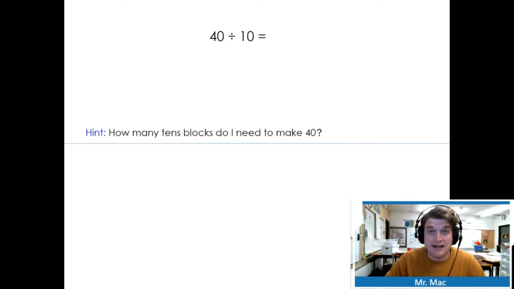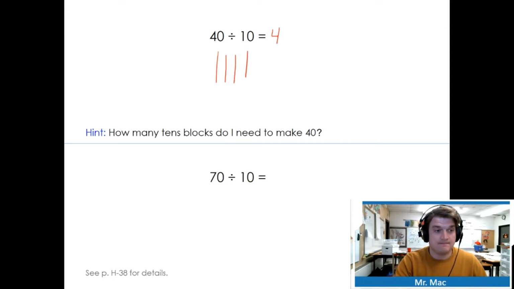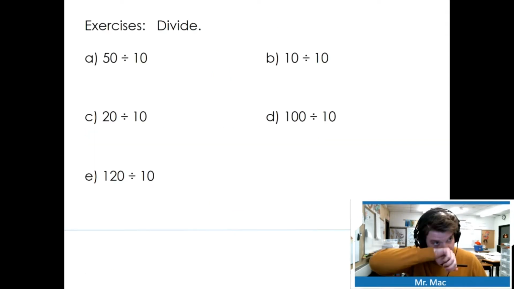40 divided by 10. Let's draw this as we practiced last week. 10, 20, 30, 40. I have 4 tens blocks so that I know my answer is going to be 4. 70 divided by 10. Same thing, drawing tens blocks. 10, 20, 30, 40, 50, 60, 70. I have 7 tens blocks.